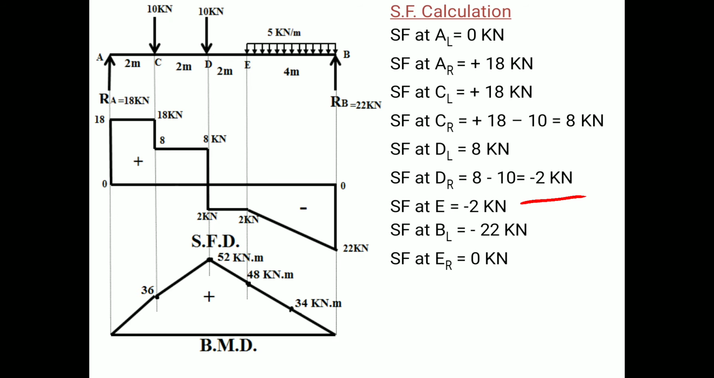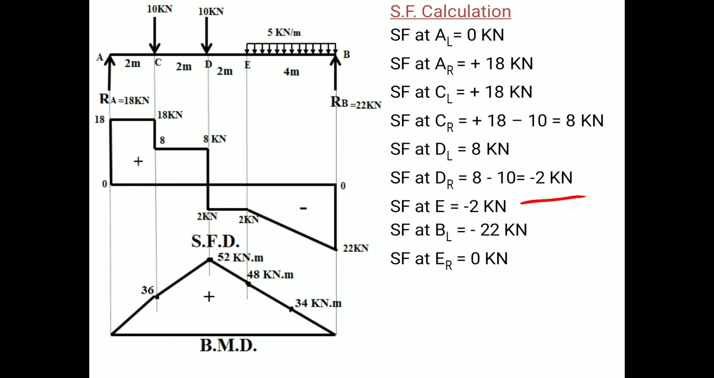Remember that we have to calculate the value of shear force at E because it's a major point where the UDL starts, therefore it can be considered as a major point. We are not going to calculate the value of shear force just left and right of it because no shear force is acting over there. Therefore shear force at E is equal to minus 2 kilonewton, because in between D to E again no force is acting over there.